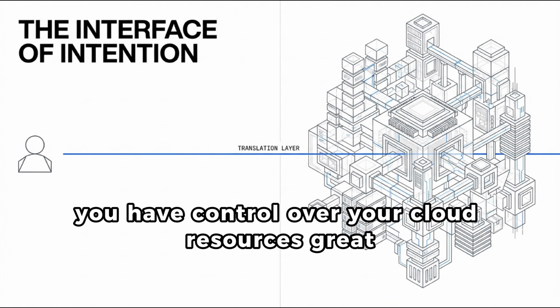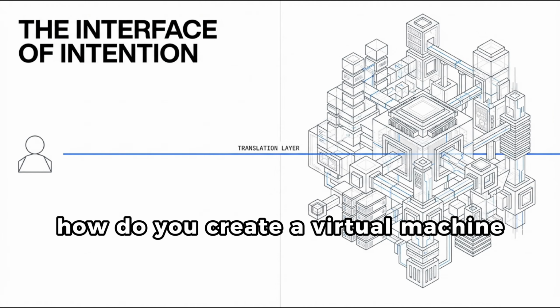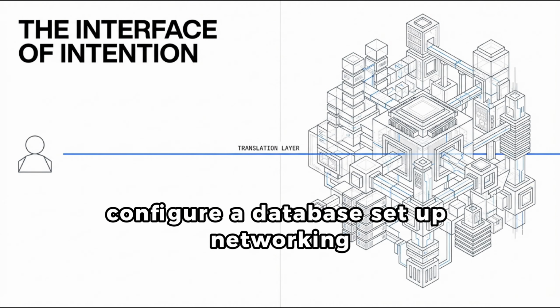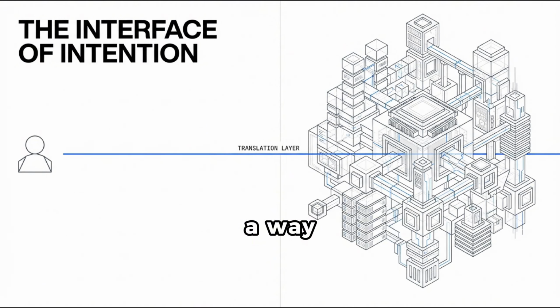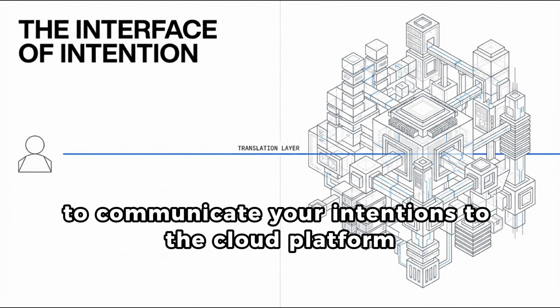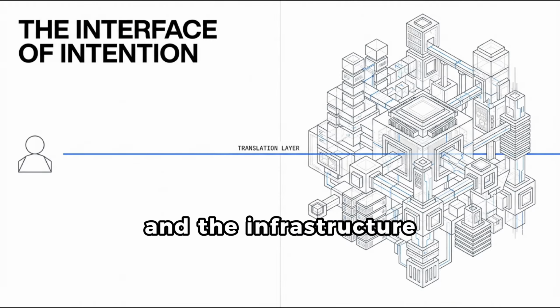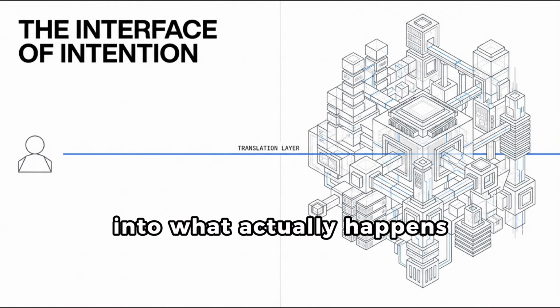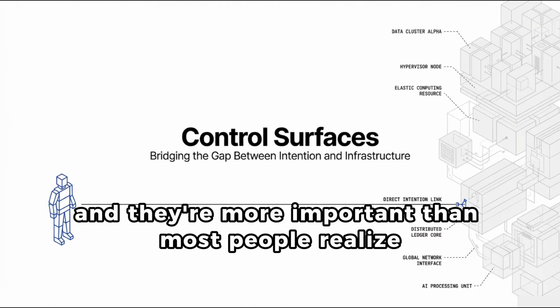You have control over your cloud resources. Great. But how do you actually use that control? How do you create a virtual machine, configure a database, set up networking, manage permissions, or deploy an application? You need an interface, a way to communicate your intentions to the cloud platform. You need something standing between you and the infrastructure that translates what you want into what actually happens. These interfaces are called control surfaces, and they're more important than most people realize.